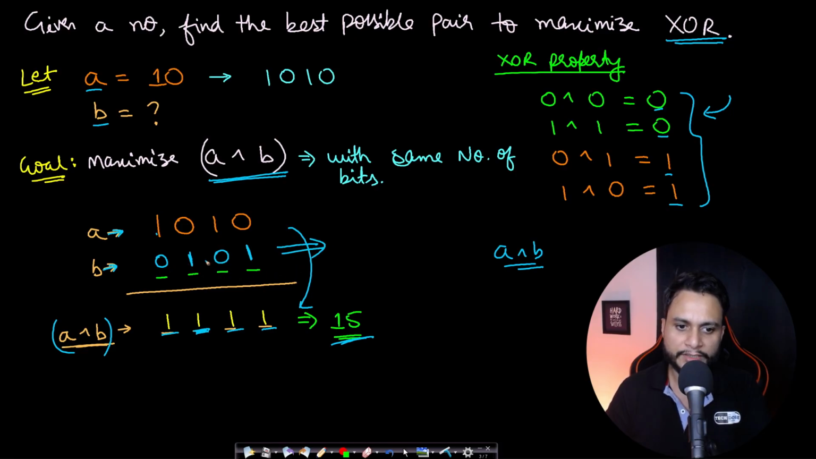And what is the weightage? This weightage is 2 to the power 0, 2 to the power 1, 2 to the power 2 and 2 to the power 3. So the value of b will be 5. So if you take XOR of 10 with 5, you will get 15. So this is how, given a number a, if you know what is a, then you can easily find out the value of b to get the maximum XOR.